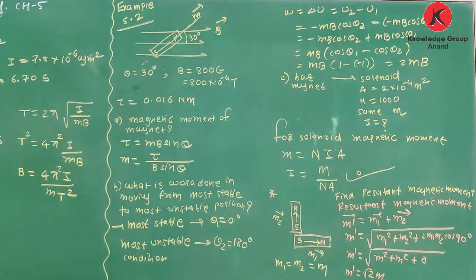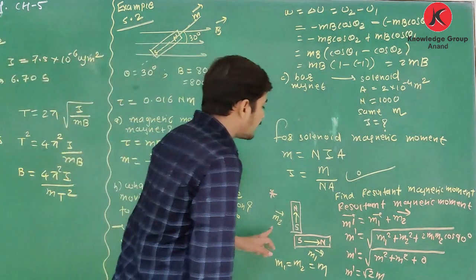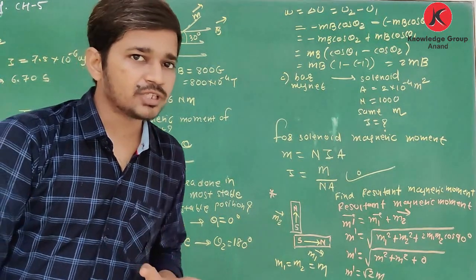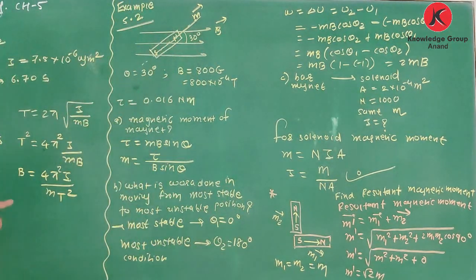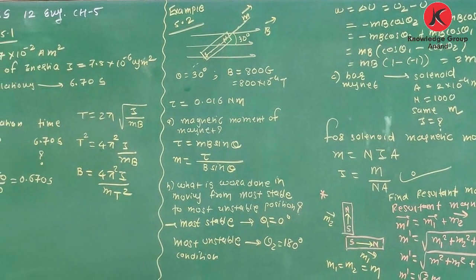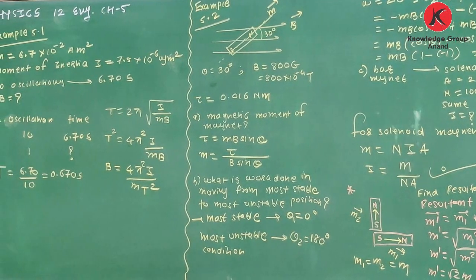So it is one extra question: how to find the resultant magnetic moment when two magnets are arranged like this. Clear about this? Now I will draw two figures, and you have to find the resultant magnetic moment.